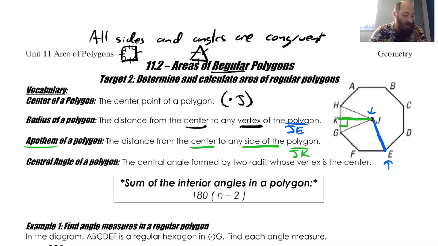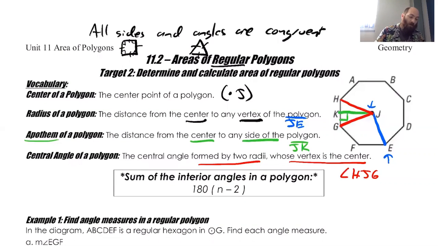Central angle of a polygon: the central angle is formed by 2 radii whose vertex is at the center. Let's go with red. The vertex is at the center, formed by 2 radii. And it's very important that we understand that it's not just any 2 radii, they have to be next to each other. So for example, those 2 radii are next to each other, so that is HJ, so angle HJG would be a central angle there.